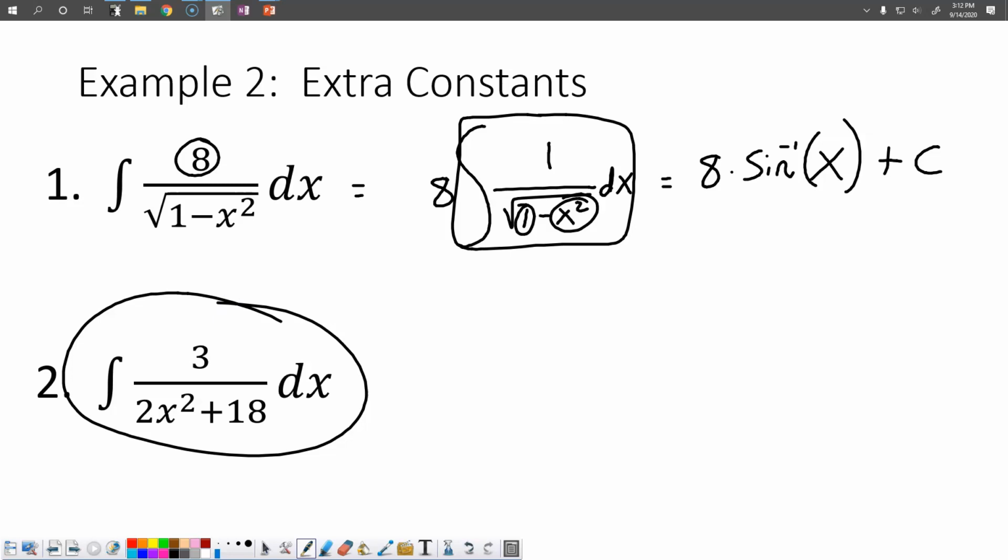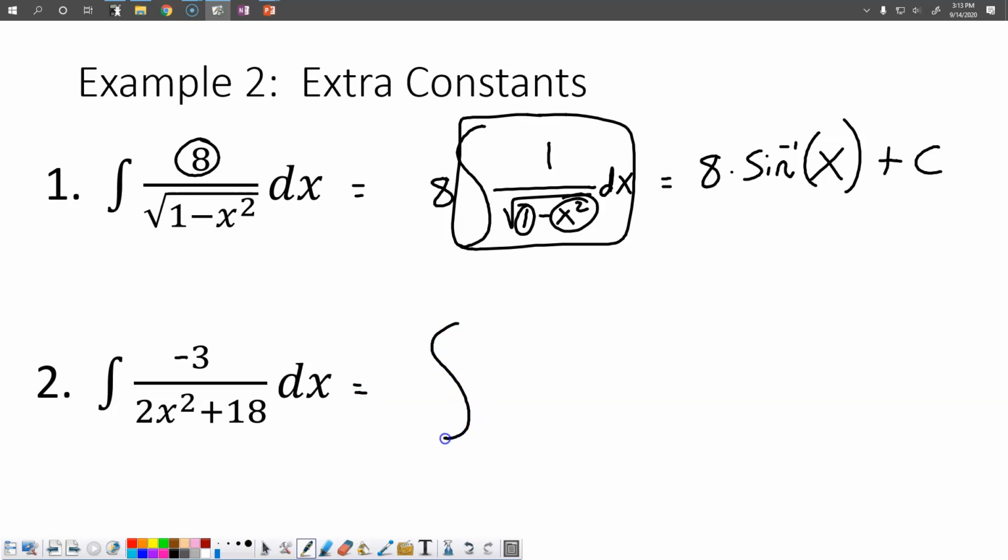I think I'm going to modify this problem a little bit. I'm going to make this a negative. And I'm doing that because I just want you guys to be aware of the fact that anytime you have a negative here, regardless of whether it's a number like 3 or if it's just like a -1, what I want you guys to do if you ever have a negative is to take it out. Okay? So let's do that. So I'm going to take out a negative, but there's also a 3, so we'll take that out as well.